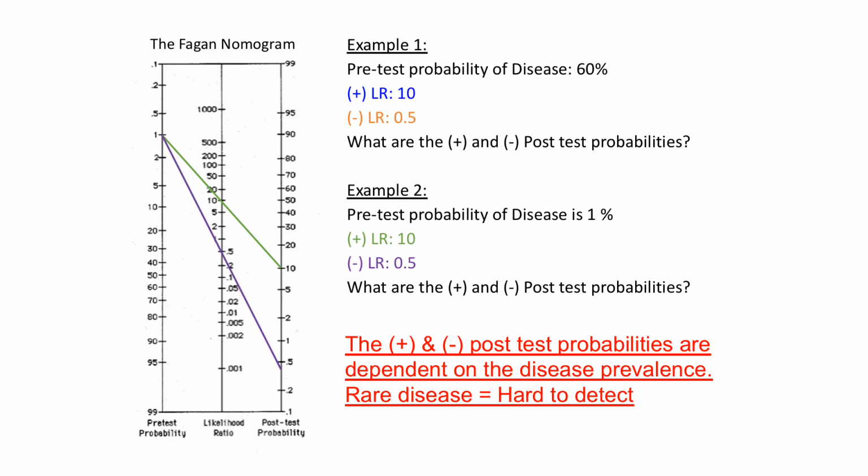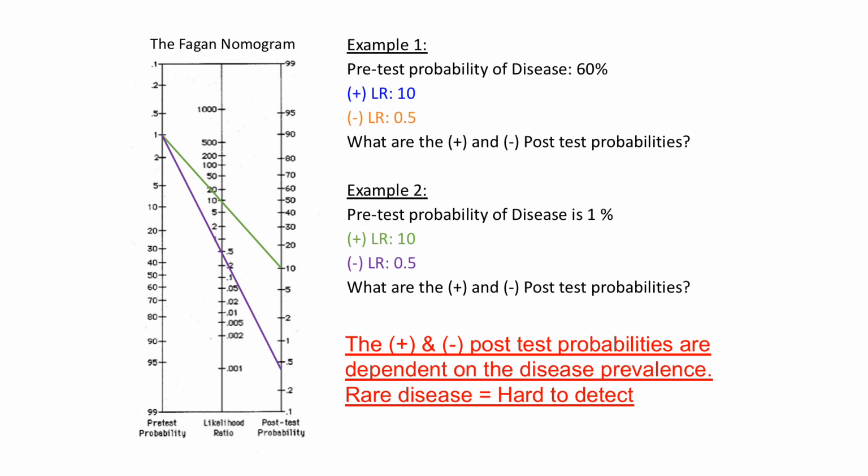We can do the same thing for negative likelihood ratio. Again, starting at a prevalence of 1%, drawing a line through the negative likelihood ratio of 0.5, we end up with a number of about 0.4. This means that there's only a 0.4% chance that the person testing negative has the disease.